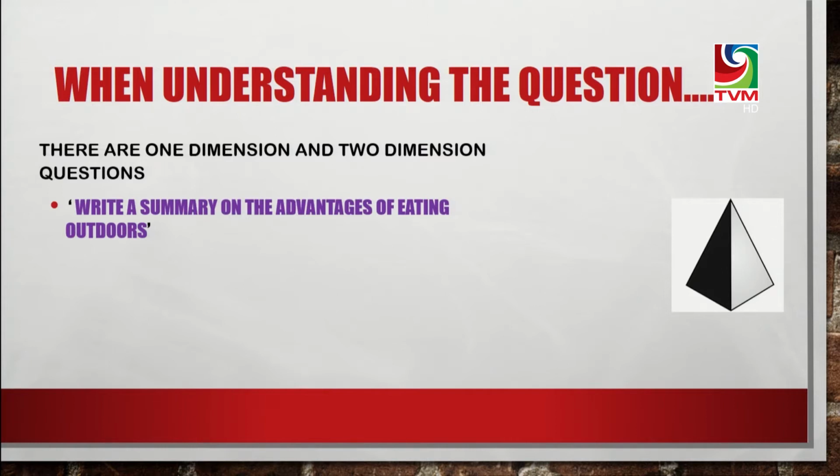Let's take a look at an example. Write a summary on the advantages of eating outdoors. In this summary, you will be focusing on only the advantages of eating outdoors. Therefore, this is a one-dimension summary.